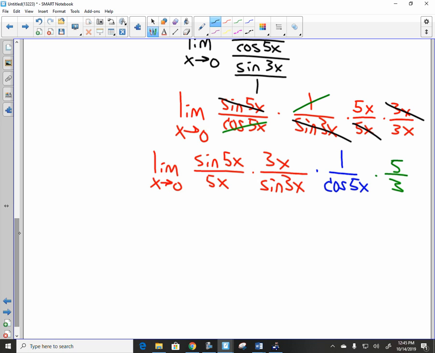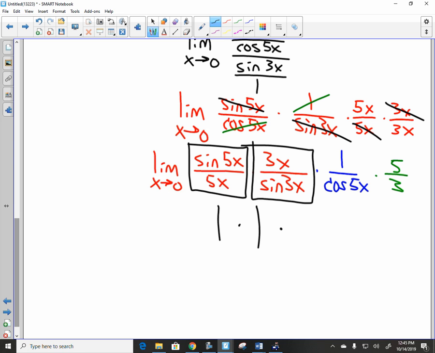Let's see what we get. What does this come out to be? 1 times, what does this come out to be? 1. Let's see, we plug in 0 here. The cosine of 0 is 1, so you get 1 over 1 times 5 thirds, and you get 5 thirds. There you go.